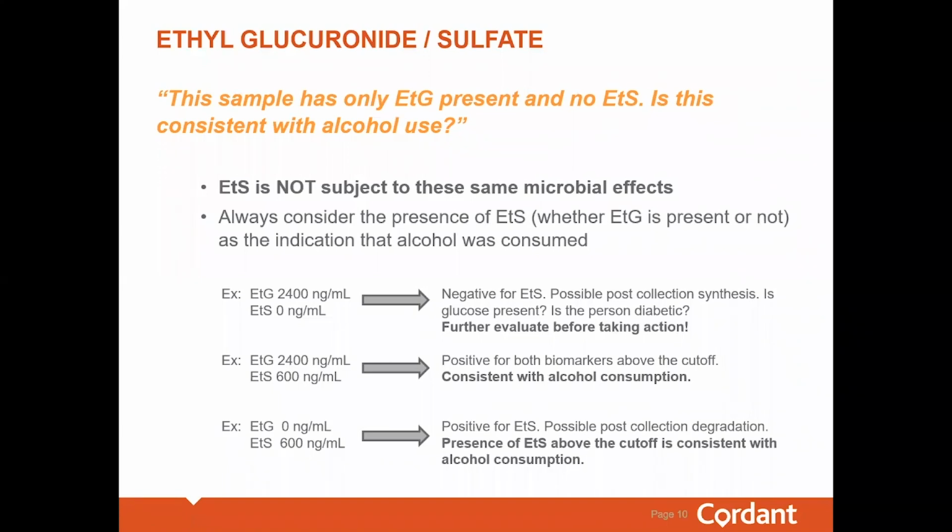So here are some examples. ETG at 2400 and ETS at 0 is negative for ETS. This could be from post-collection synthesis, so we have to evaluate further before taking action. Is there glucose present in the sample? Is the person a known diabetic? The next scenario, both are positive above the cutoff. This is consistent with alcohol consumption. And the final scenario, where ETG is negative and ETS is present, is possible for post-collection degradation, but the presence of the ETS above the cutoff is consistent with alcohol consumption.